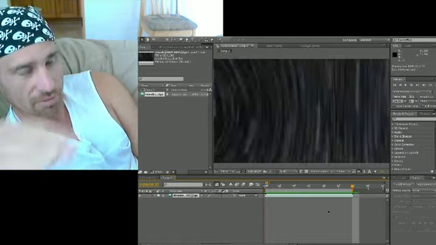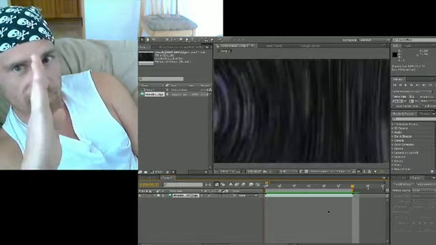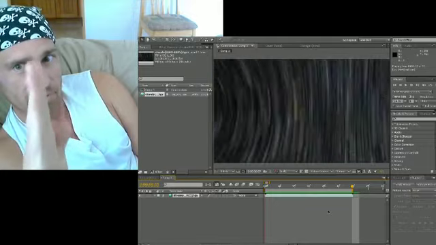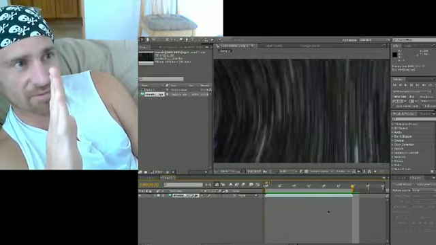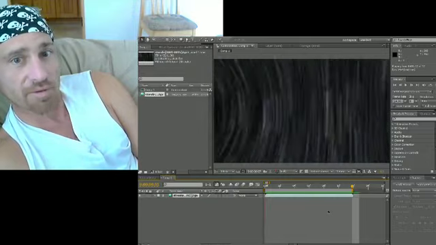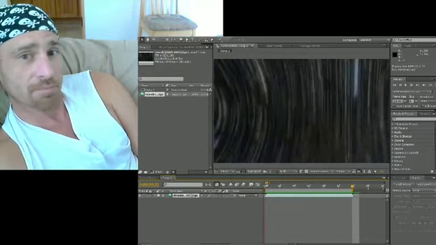The camera is horizontal, which means that you should have a vertical line, a vertical axis of the star streaks, but you don't have them.